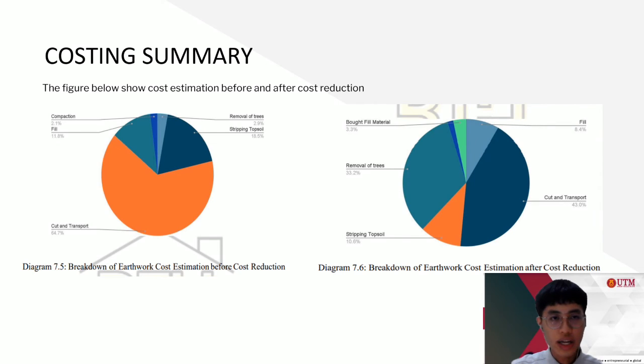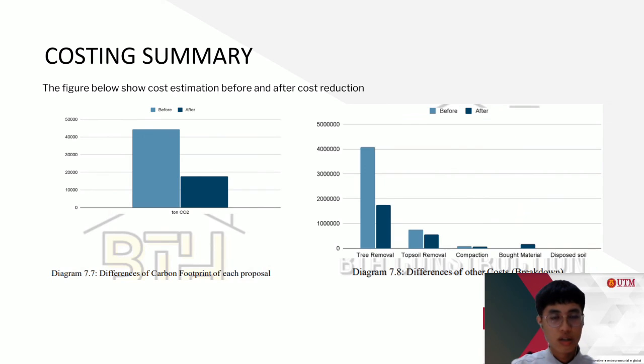A take-off of cost summary before and after the cost reduction is taken. The pie chart here shows the allocation of total money for each proposed project in detail. So the cut and fill and transport of soil need the highest cost, followed by the removal of trees, stripping topsoil, and other minor costs. The bar chart here also shows the difference of carbon footprint of each proposal and other costs. The carbon footprint and other costs have a significant reduction after the cost reduction.